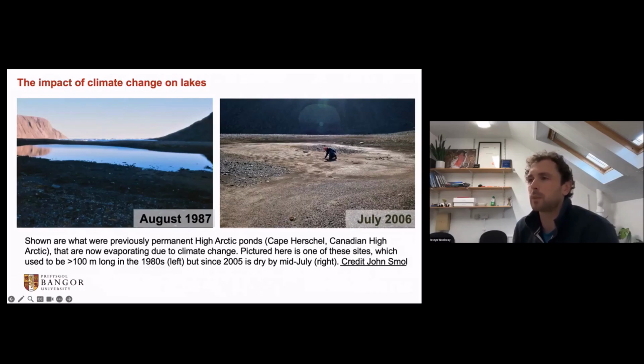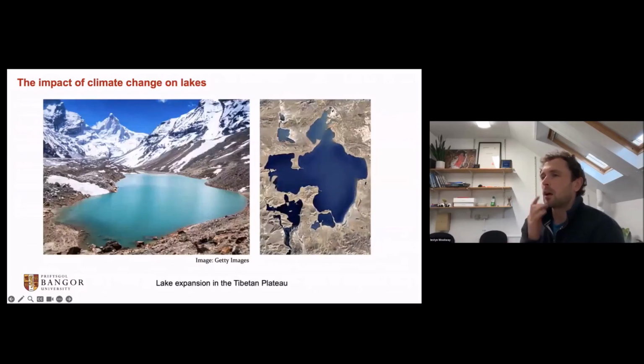Here's an example. These are pictures given by Professor John Small, who does much of his work in the Canadian Arctic. On the left-hand side is a picture of a pond in the high Arctic on August 1987, and then the right-hand side is the same site from July 2006. So you can see due to increasing evaporation and less input of precipitation in this region, this pond lake has dried up entirely. Obviously, this isn't happening everywhere.